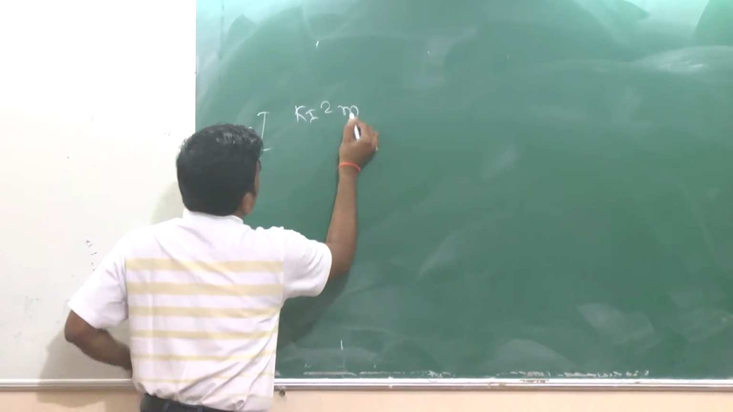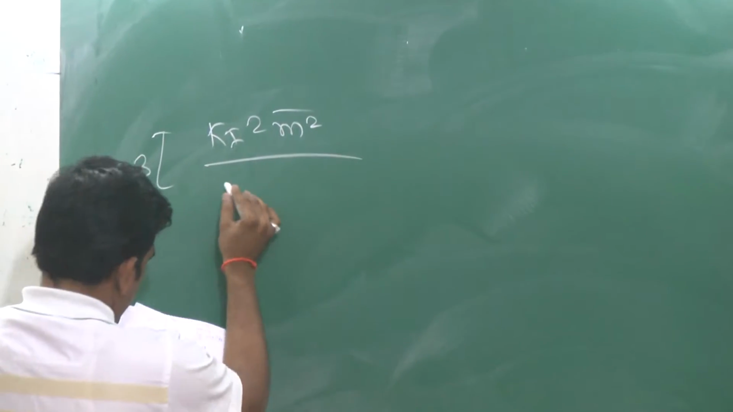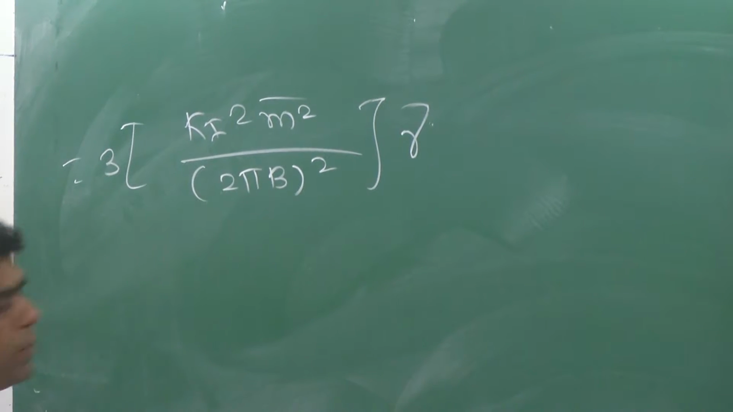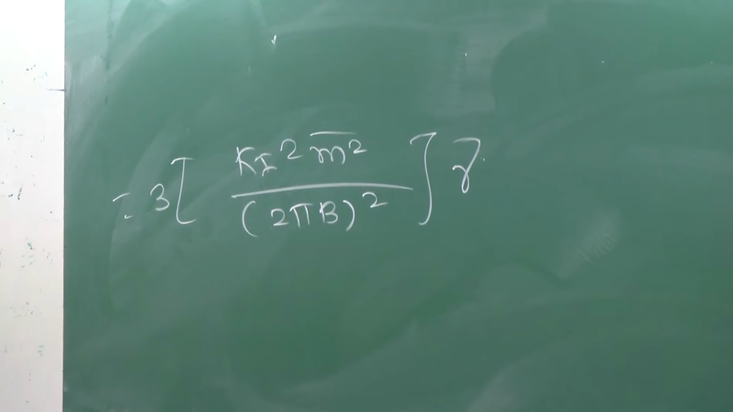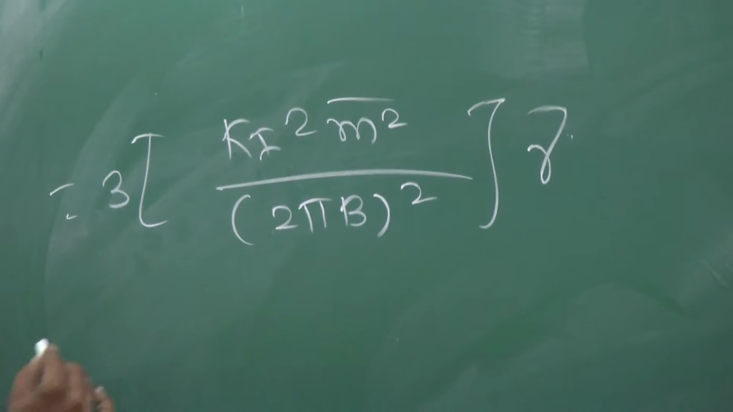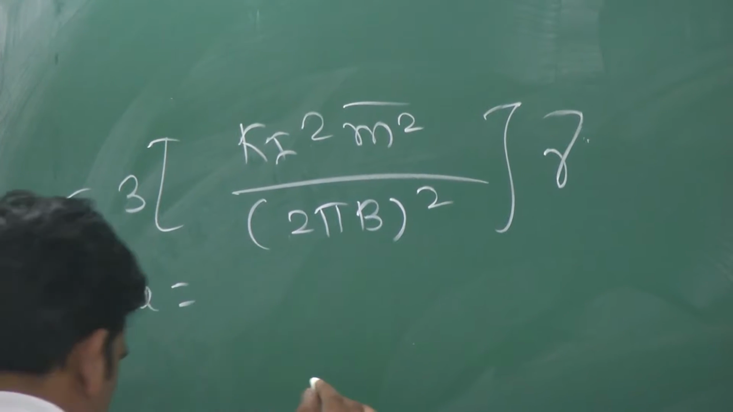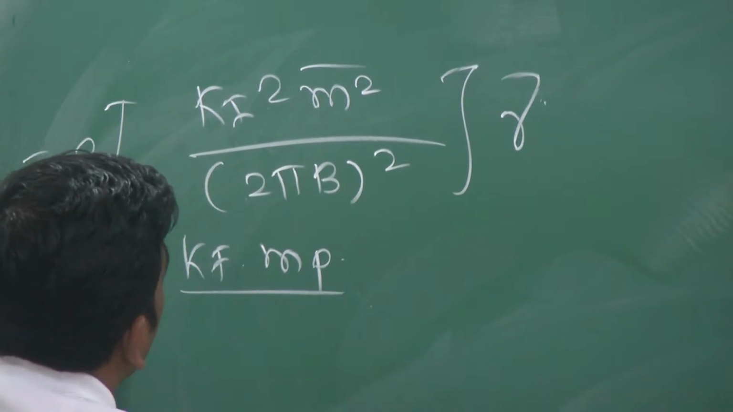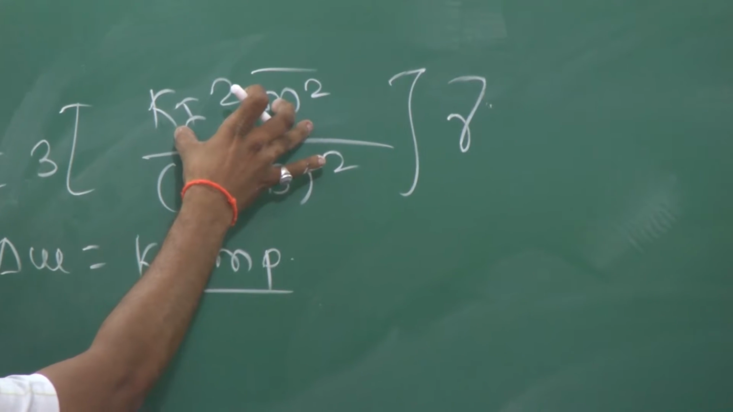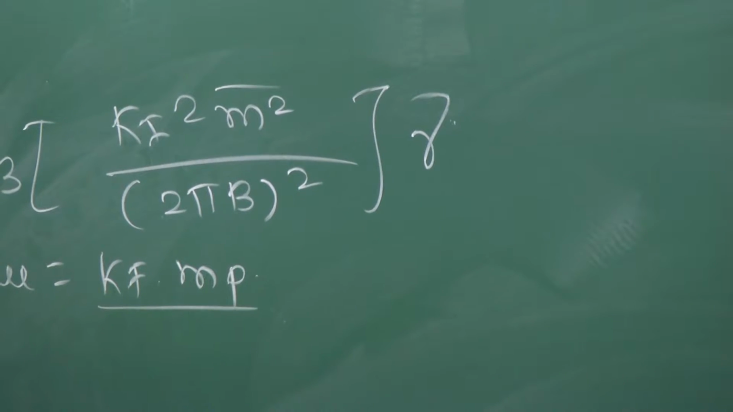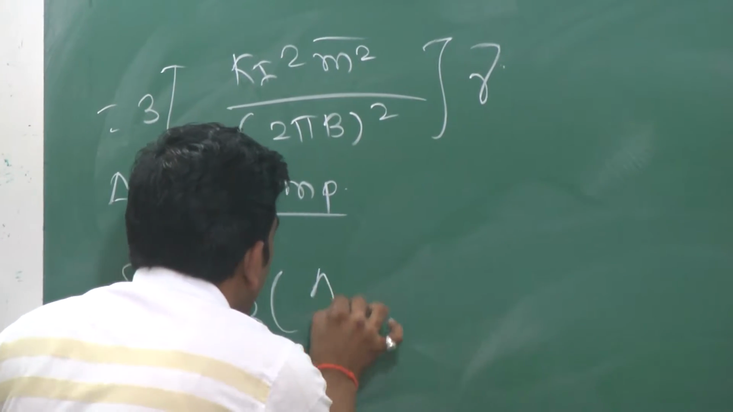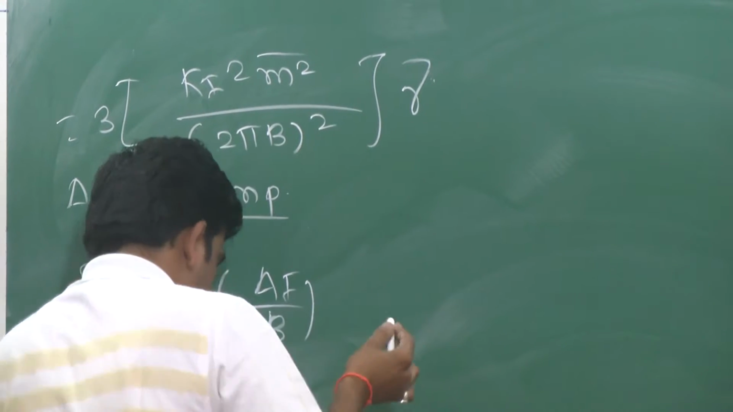That is equal to 3 into kf square m square bar divided by 2 pi B into gamma. Gamma is nothing but the input signal to noise ratio. So here we have delta omega equal to kf into mp. This is the frequency deviation. So the signal to noise ratio is given as 3 into delta f divided by B square.